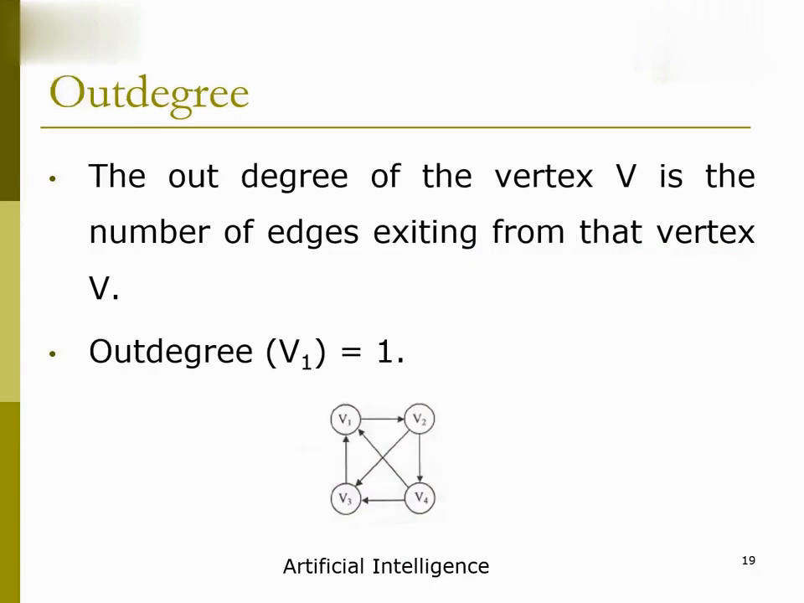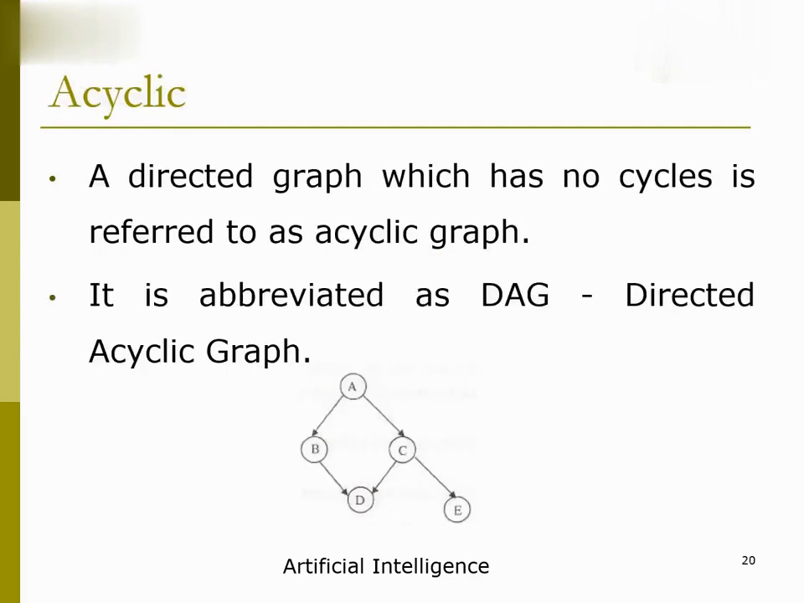Out degree is the number of edges which are exiting from that vertex. Out degree of V1 is 1. It is because there is only one edge exiting from V1. Whereas out degree of V4 is 2. There are 2 edges exiting out of V4. Acyclic graph. A directed graph which has no cycles is referred to as a directed acyclic graph. In the example given here, it's a directed graph, but we don't have any cycles formed.